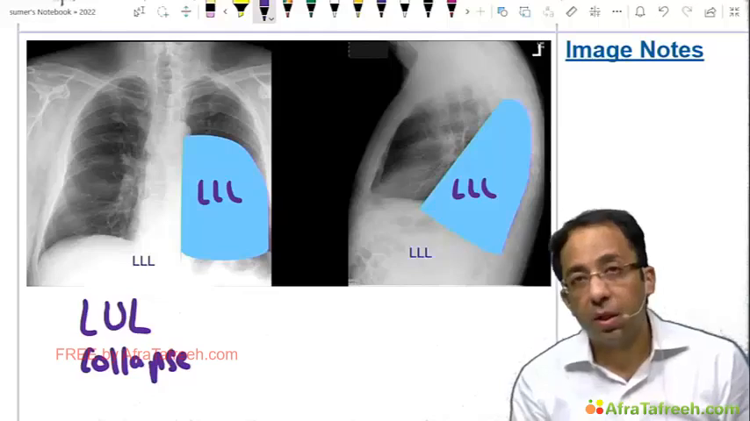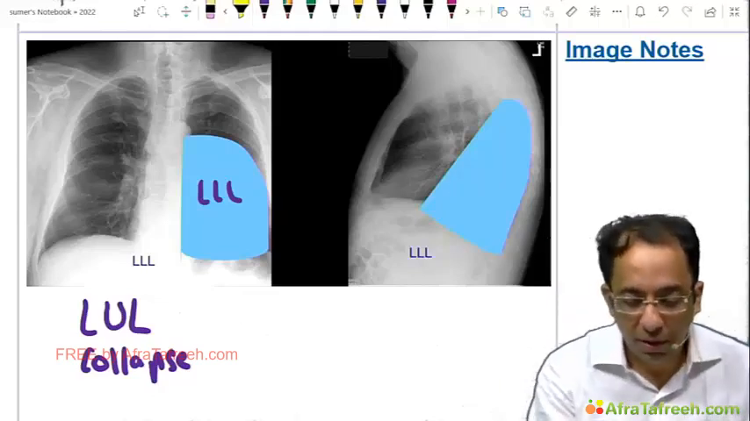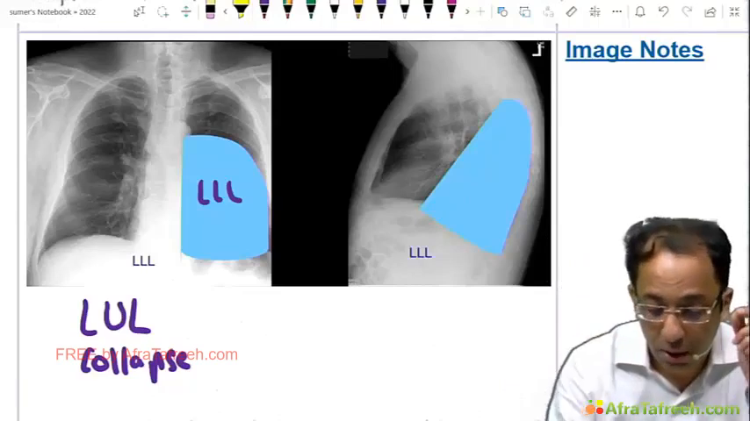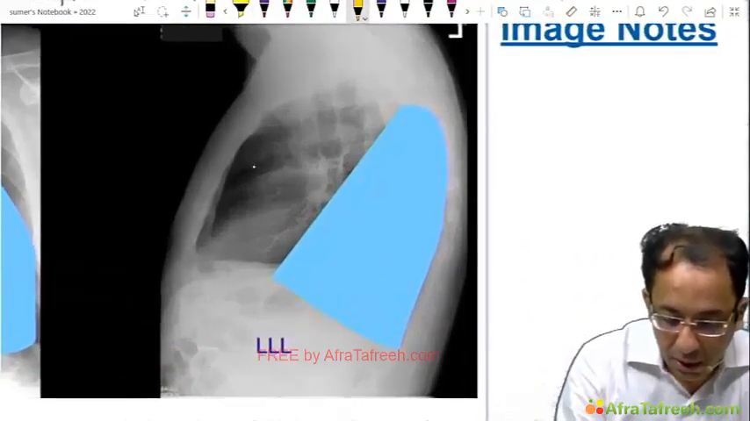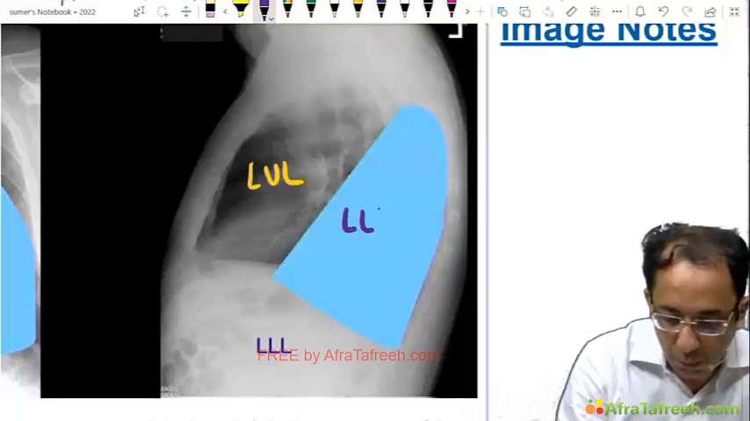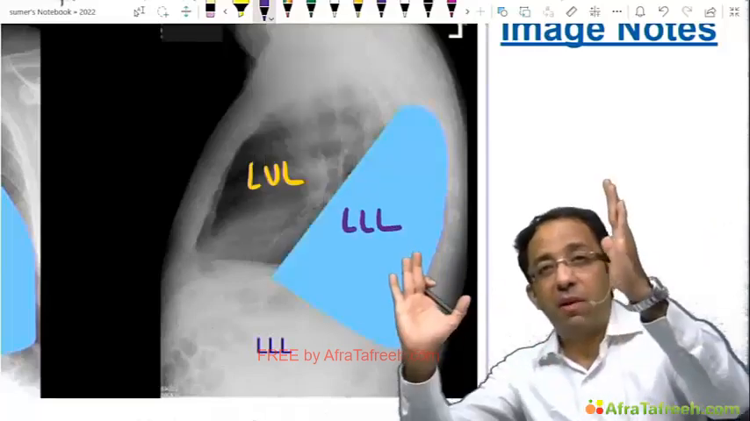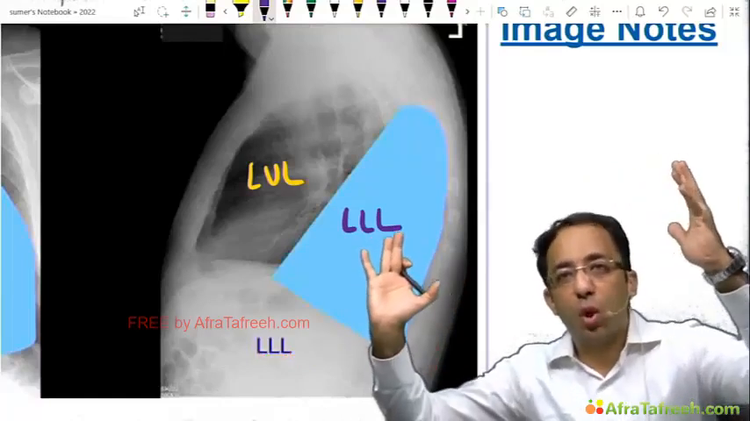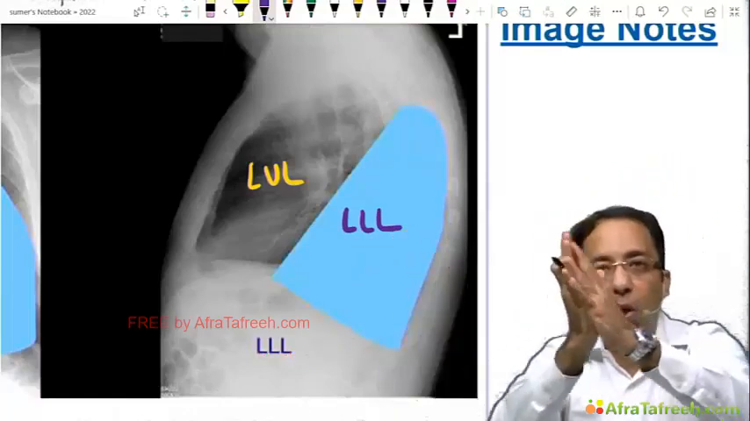Anybody? Suppose you have left upper lobe collapse. What will happen? Imagine this X-ray. This is your left upper lobe. This is your left lower lobe. Now imagine the left upper lobe is getting collapsed. That means there is loss of air, volume loss. It is becoming small and it is becoming white.